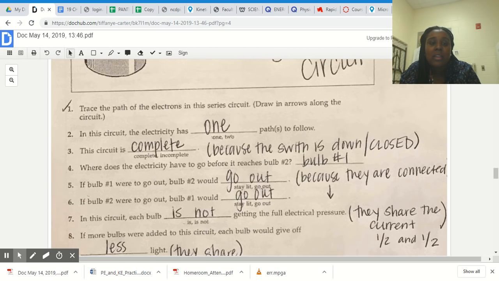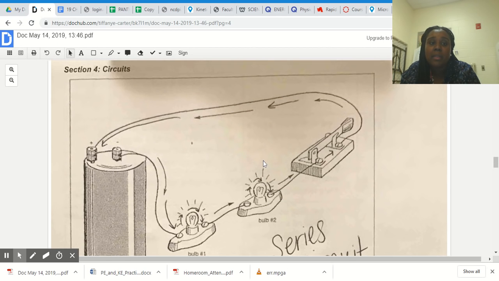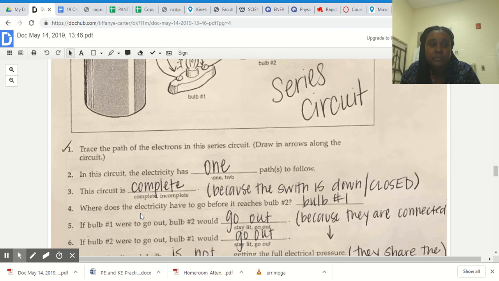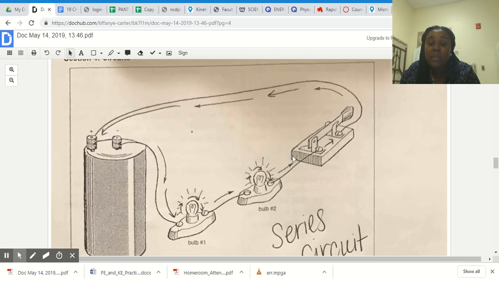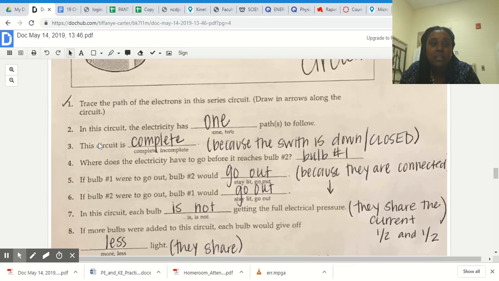Number 2, in this circuit, the electricity has one path. There's only one path. It's going to come from the negative to the bulb, to the switch, and back. There's only one path. Number 3, the circuit is complete. It's going to be complete because the switch is not open, and also because both the negative and positive sides of the battery are connected.